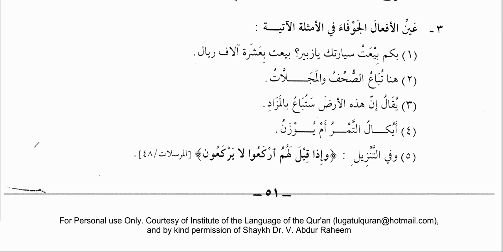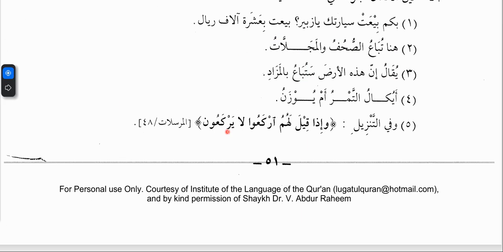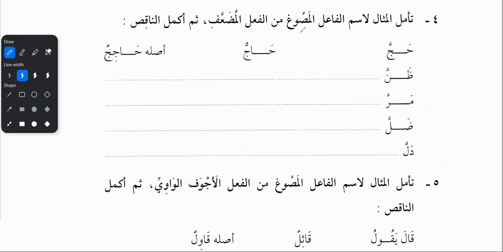So now let's see the other questions. Question number 4. تعمل مثال الاسم فاعل المسوغ, means now you need to complete this exercise. What are you going to make in these examples? اسم فاعل. So now we are on to making اسم فاعل.